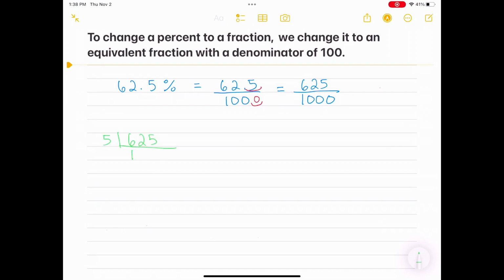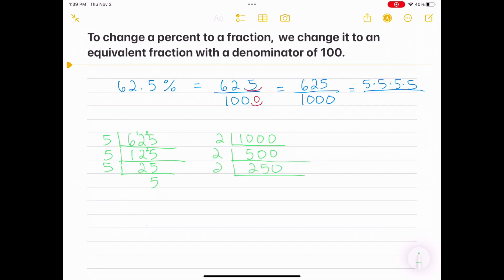Using the shortcut division method, we find that 625 factors out to 5 times 5 times 5 times 5, and the denominator 1000 factors out to 2 times 2 times 2 times 5 times 5 times 5. Lining up the prime factors in the numerator and those in the denominator so that we can eliminate common factors, now we can write out the fraction in its simplest terms, which is 5/8.